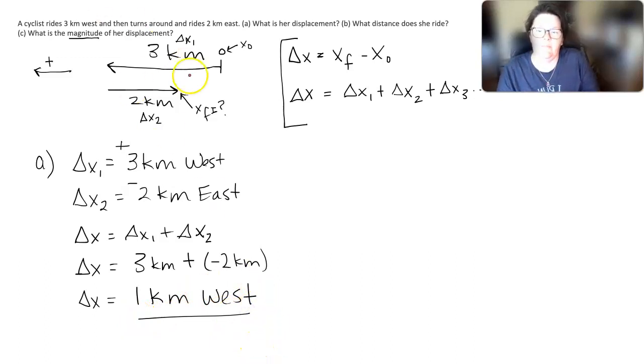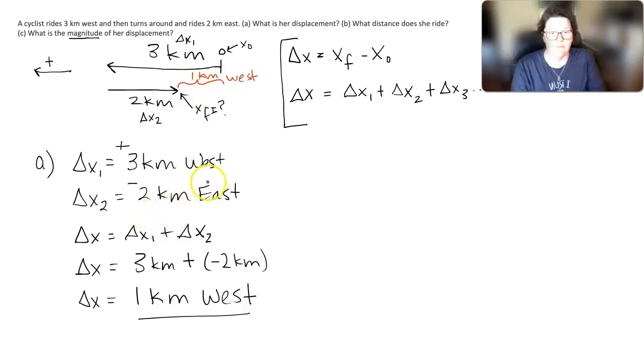Now, many of you may have just been able to look at this and say, okay, well, if she went 3 this way and 2 this way, that's 1 kilometer, and she's left of where she started, so that's 1 kilometer west. And that's fine. This is a very simple problem. I worked it out because you may have ones that are harder than this, and you have to think about a little bit more, like the next problem we're going to do. But if you can do this in your head, that's fine. Okay, this is a simple problem.